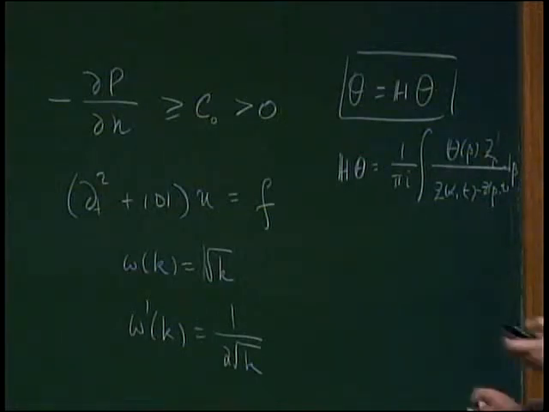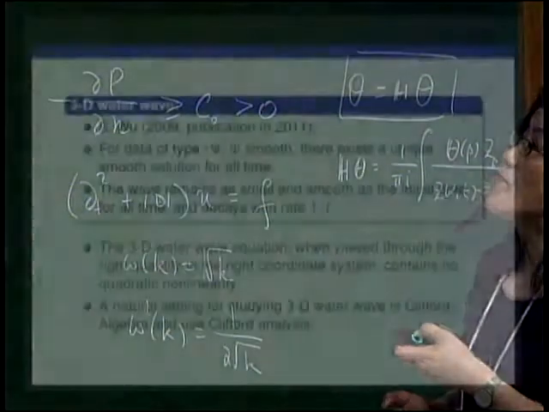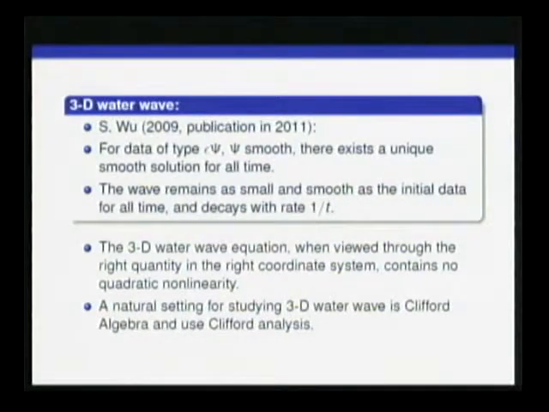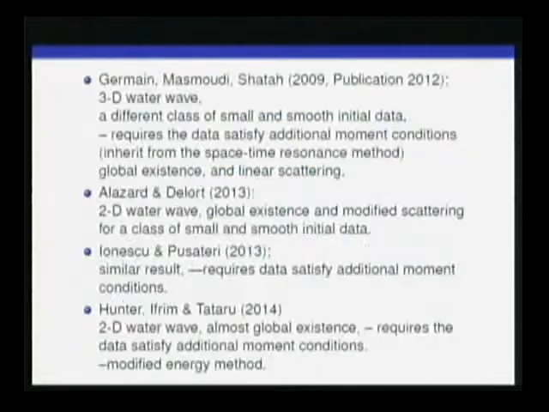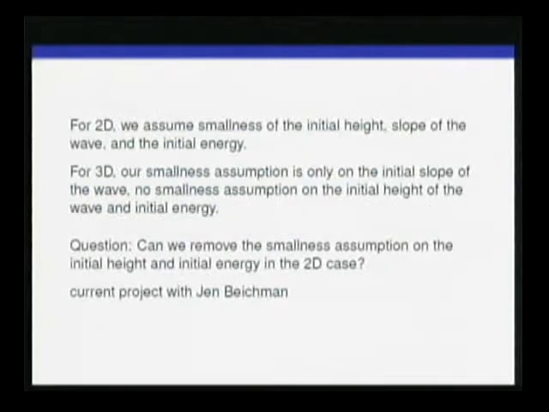Okay. So I mentioned a few other works also. So this is for 2D, we have almost global. For 3D, we have global for small data and with different decay rates, right? The reason is the 2D decays slower than 3D, okay? And the idea is similar. So precisely what we have is for 2D, we need the initial height to be small and the slope to be small. But for 3D, we only need the slope to be small. We don't need the height to be small.